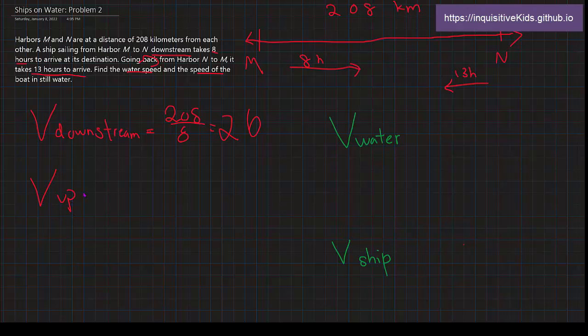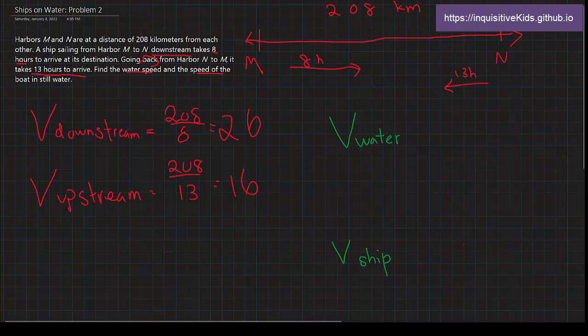But what about upstream? So the upstream speed, well, the total is 208, and you have to divide that by 13, right? And that equals 16. So the velocity of the ship going upstream is 16 kilometers per hour.